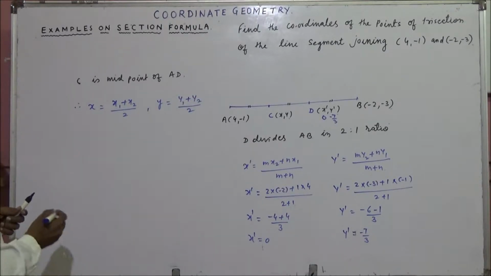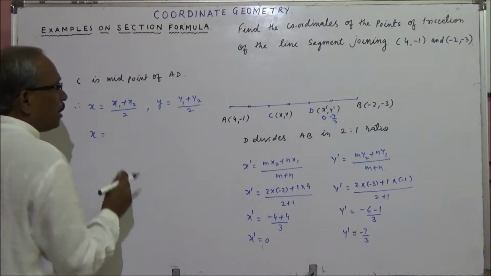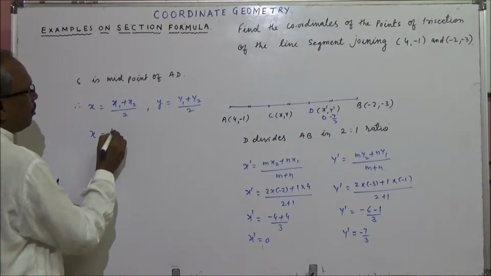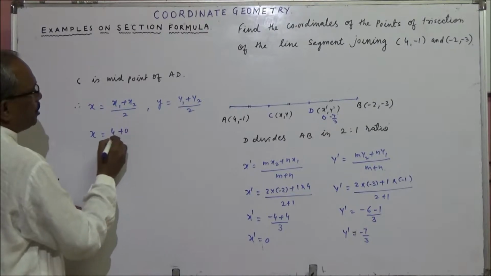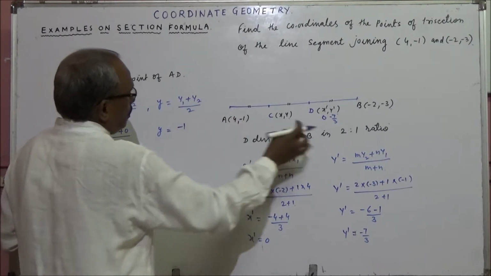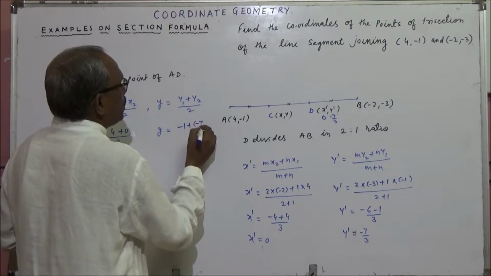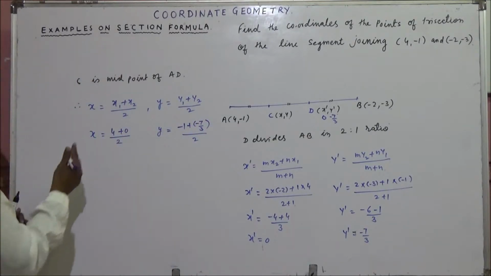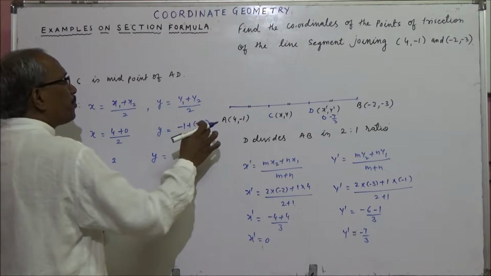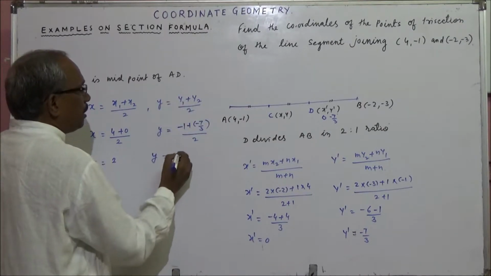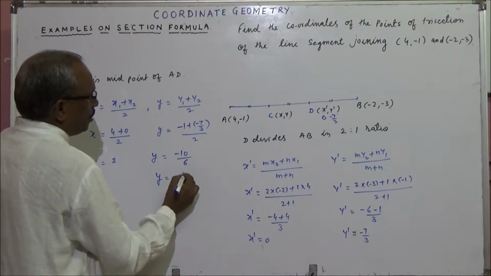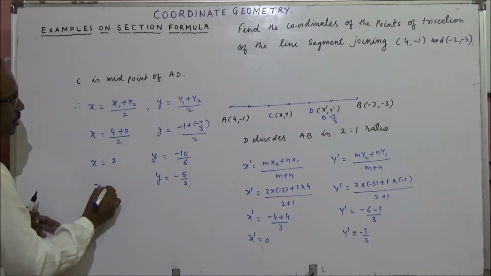So let us call this as x1, y1 and x2, y2. So x1 is 4 plus 0 upon 2, y is equal to, y1 is what? Minus 1, y2 means plus minus 7 upon 3, upon 2. So therefore x is equal to 4 upon 2 is 2, y is equal to minus 3 minus 7, it is minus 10 upon 3 into 2, 6. So y is equal to minus 5 by 3. So x is equal to 2.